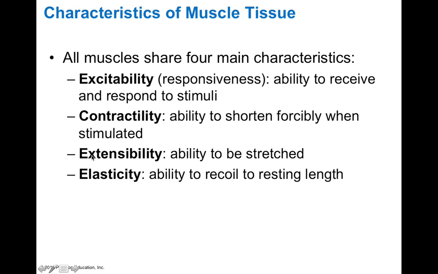All muscle tissue needs to be extensible as well, which means it has the ability to be stretched. So stretchability makes this tissue more dynamic, and it can actually move when your body moves. And elasticity refers to this tissue's ability to recoil back to a resting length. And this is important because when muscles contract and then they relax, you want them to be able to recoil back to their own resting shape.